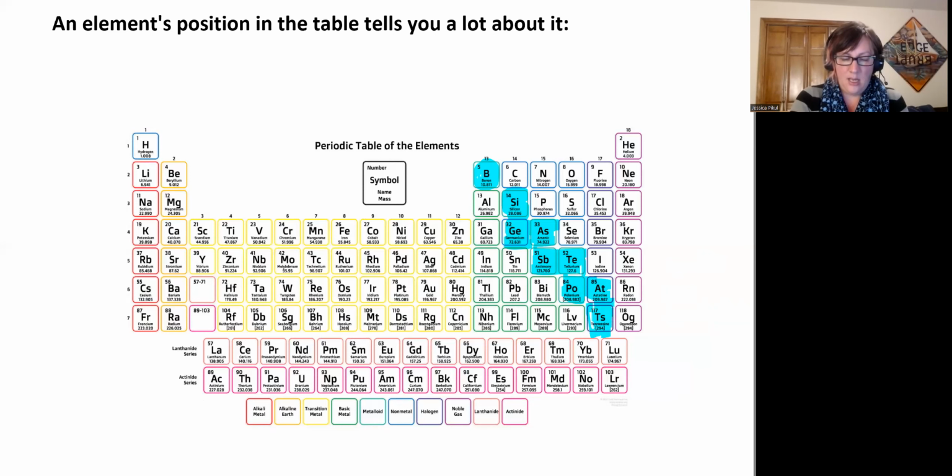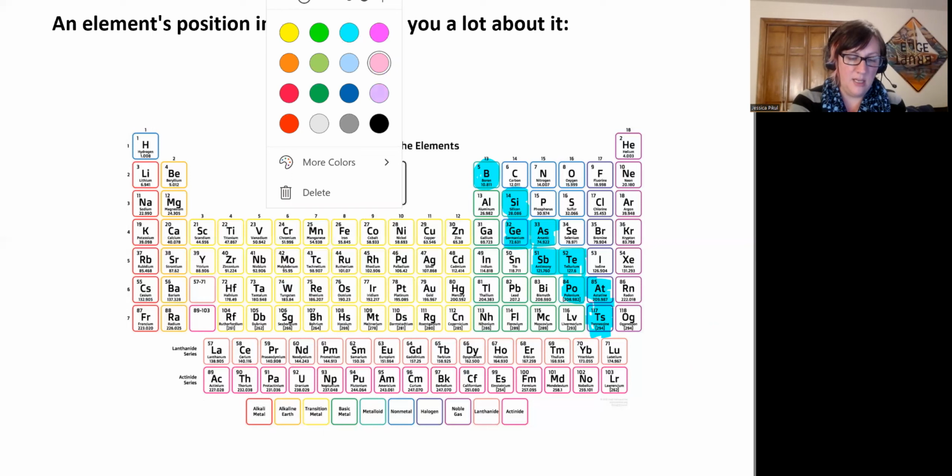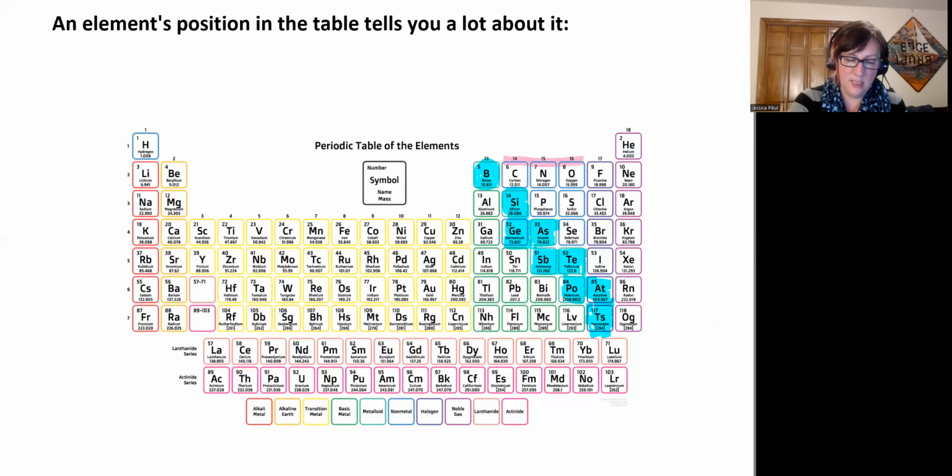Okay. So maybe it's hard to tell. So I'm going to highlight. So this little staircase of elements separates our metals and non-metals from one another. And so our non-metals are going to be in the upper right-hand side along this staircase right here, highlighting these in pink. And oddly enough, there's one over here, hydrogen.